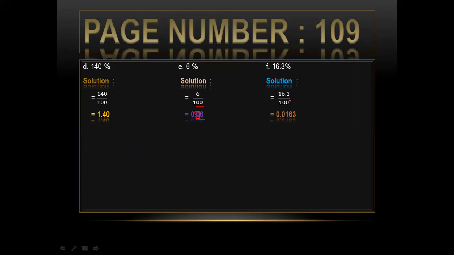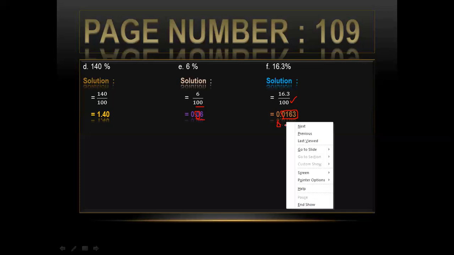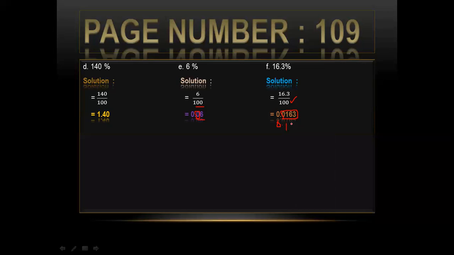16.3%, 16.3 upon 100, and the decimal also will join with the 100 and it becomes 1000. When we divide this, our answer will be 0.163. 0.163 is our answer.